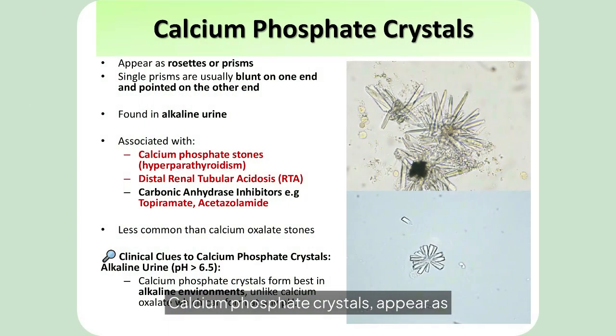Calcium phosphate crystals appear as rosettes or elongated prisms, often with one blunt and one pointed end, and are more likely to form in alkaline urine with pH above 6.5. They are associated with calcium phosphate stones, distal renal tubular acidosis, also known as type 1 RTA, and use of carbonic anhydrase inhibitors such as acetazolamide or topiramate. They are less common than calcium oxalate stones, and they form best in alkaline environments.